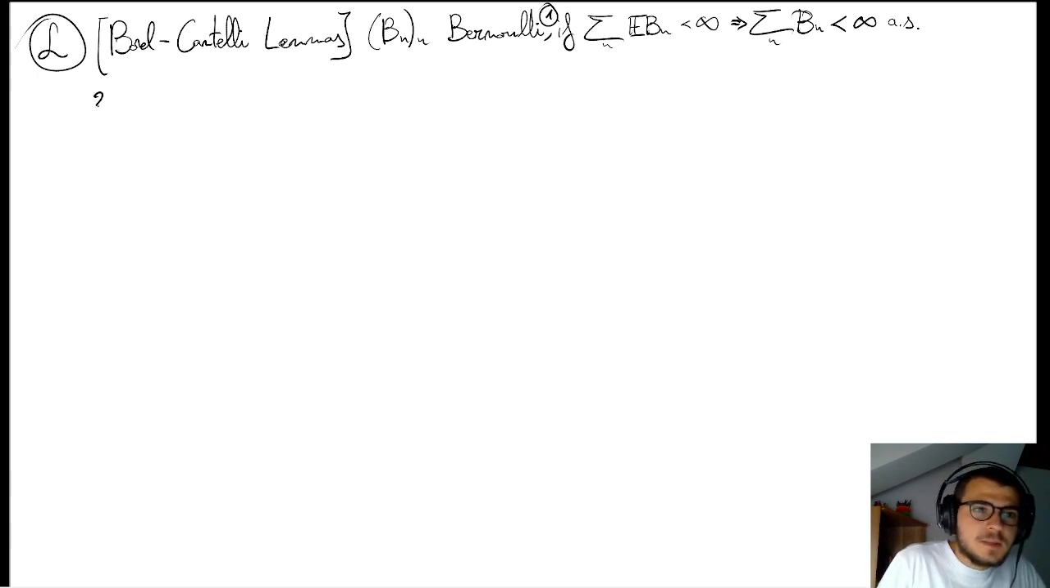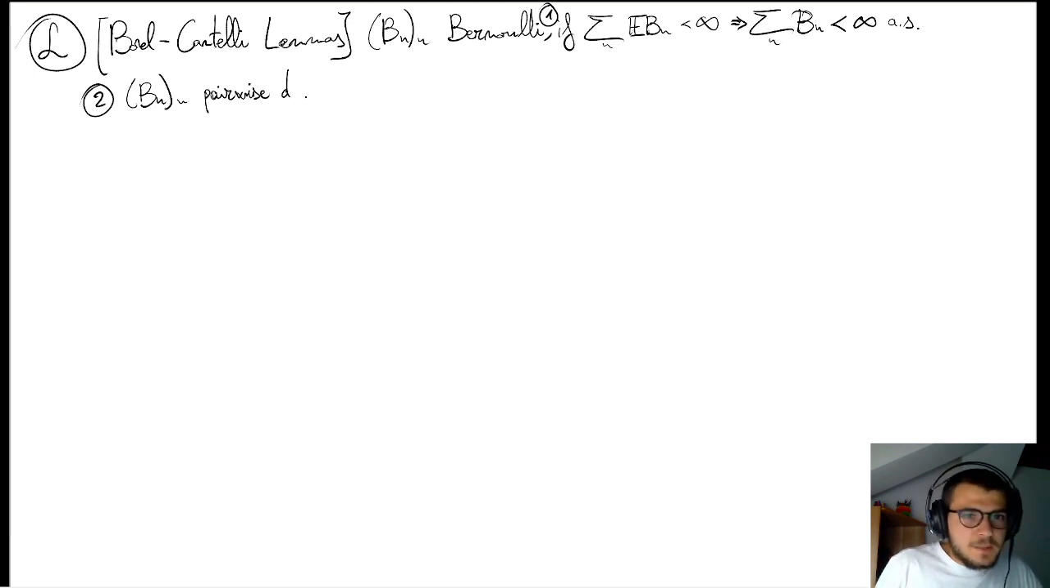And the second part says that if the Bn are pairwise, well, pairwise independent, we have that the sum of the Bn is actually infinity, so they happen infinitely many times, almost surely.